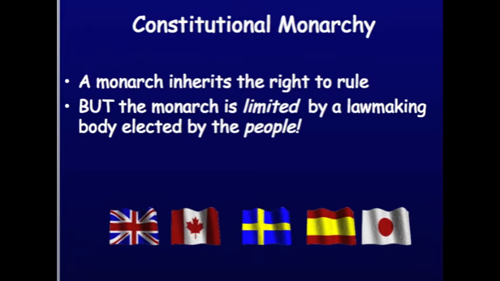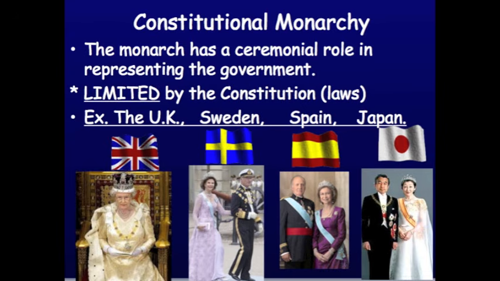The last type of limited government is constitutional monarchy. This is where a monarch inherits the right to rule, but they're limited by a lawmaking body, which is elected by the people. The monarch has a ceremonial role in representing the government. They're figureheads, but they're limited by the Constitution.